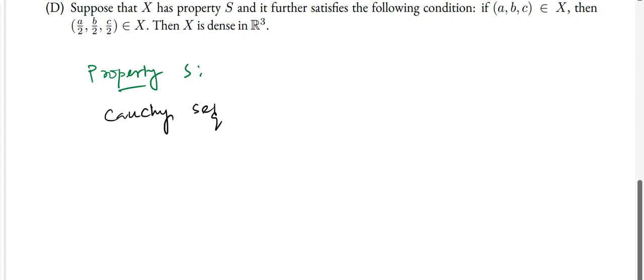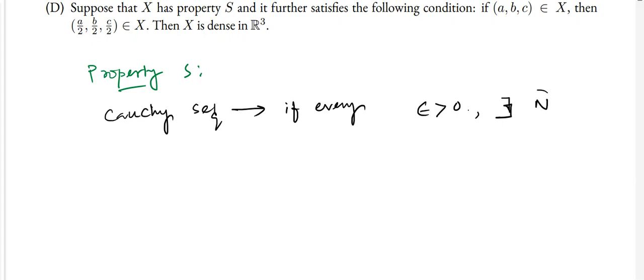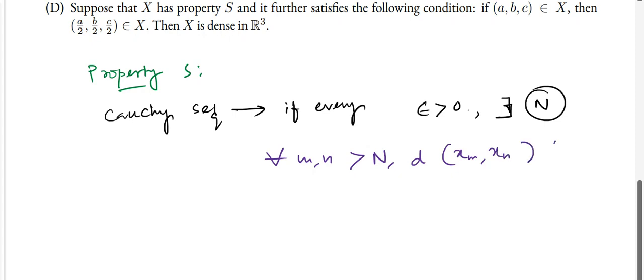A sequence xn is called a Cauchy sequence if for every epsilon greater than 0 there exists an index N such that for all m, n greater than N, d(xm, xn) is less than epsilon, where d represents the distance between elements.